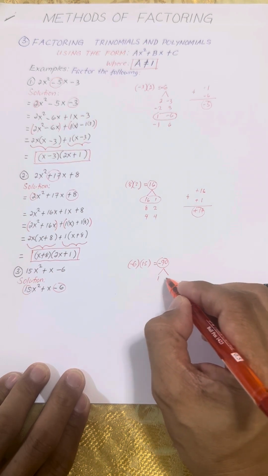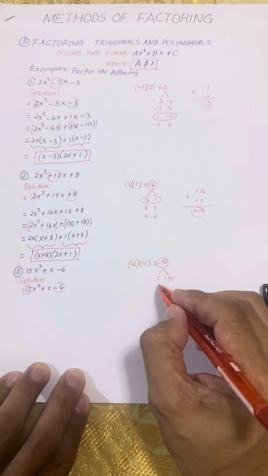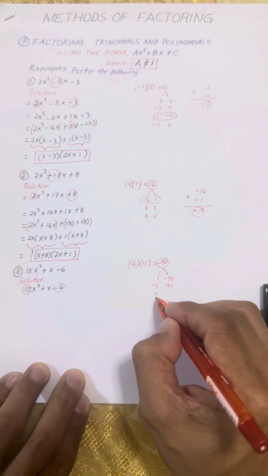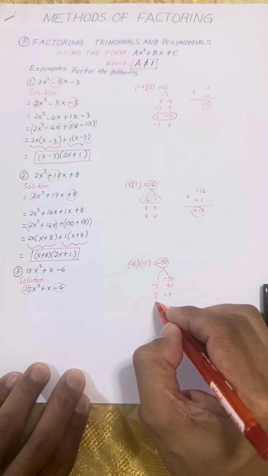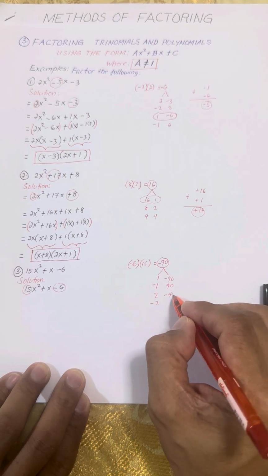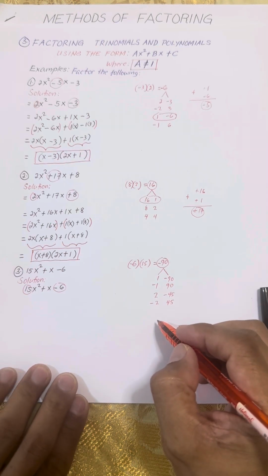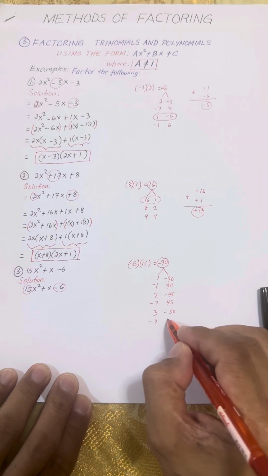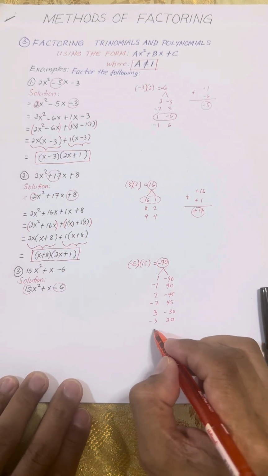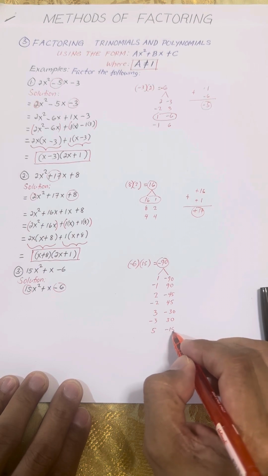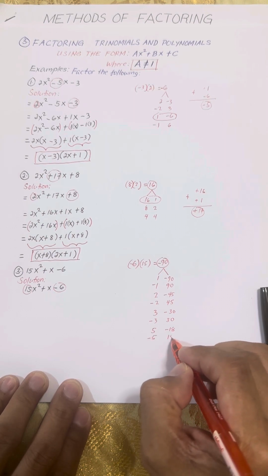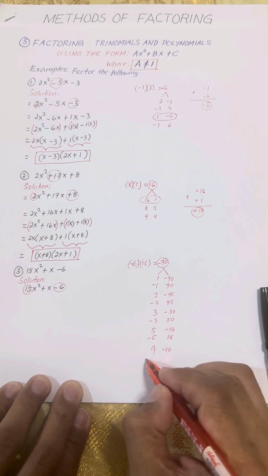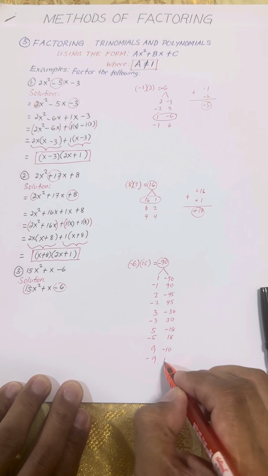Possible factors of 90 are 1 and minus 90. Then we have minus 1 and positive 90. We have 2 and minus 45. We can also have minus 2 and positive 45. Then it can also be 3 and minus 30, or minus 3 and positive 30. What else? 5 and minus 18, or minus 5 and positive 18. What else? We have 9 and minus 10, or it can be minus 9 and 10.